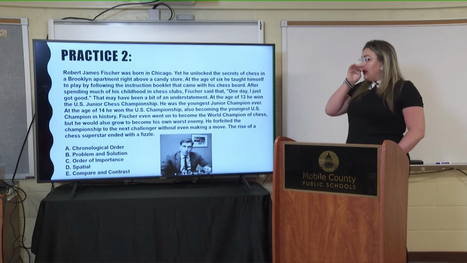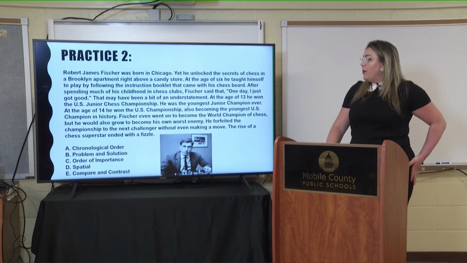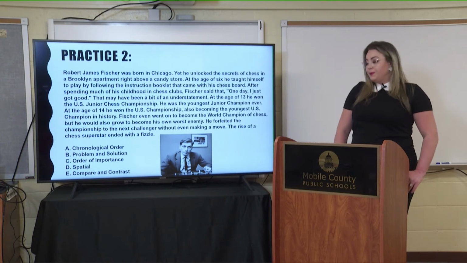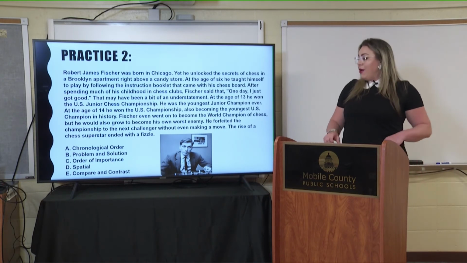So take a minute to look at this passage and your definitions for the type of text structure. I'll give you a few moments to decide what answer would be the best choice. A, chronological order. B, problem and solution. C, order of importance. D, spatial. Or E, compare and contrast.